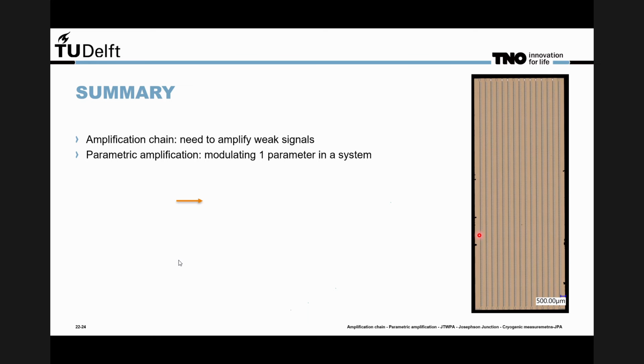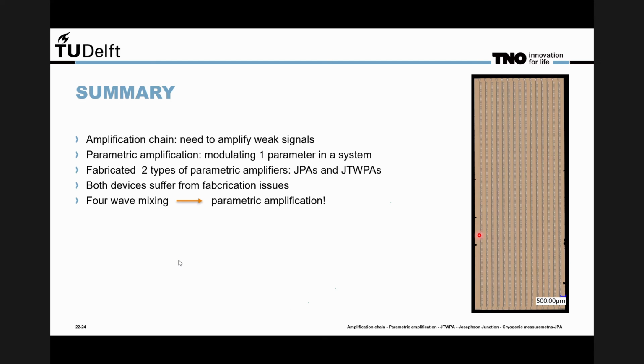Then I focused on the fabrication of the Josephson junction and the fabricated parametric amplifiers, the JPA and the TWPA. Both suffered from fabrication issues. However, we observed four-wave mixing, which is a clear indication of parametric amplification. By doing more fabrication cycles and measurements, we can improve on the transmission loss by optimizing the design and fabrication recipe.